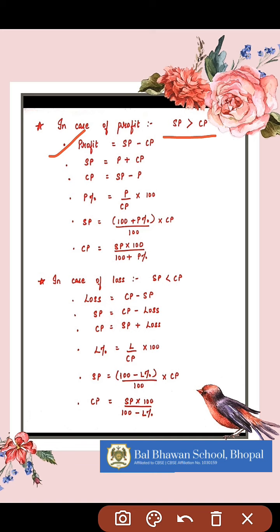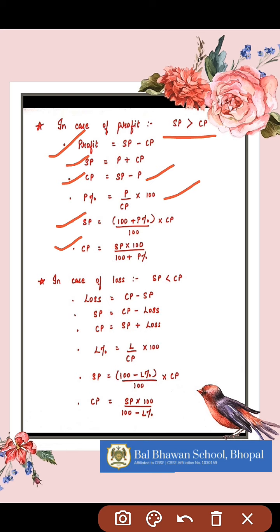On the other hand, if you want to find out the selling price when profit and the cost price are given, then you need to add the profit plus cost price. The cost price can be found out by subtracting the profit from the selling price. Profit percent can be obtained by this formula: profit upon CP into 100. I have also written the formulas for selling price and the cost price in case of a profit.